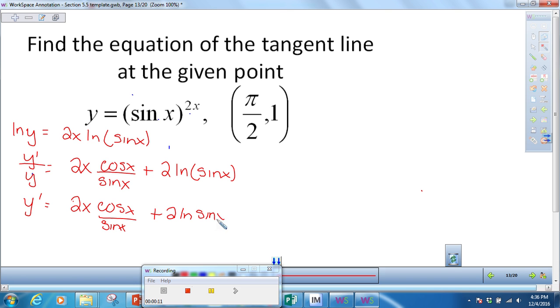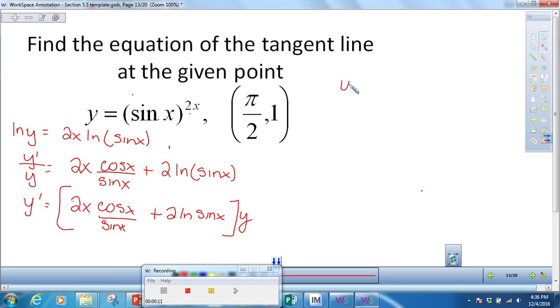And I am not going to write out the value of y here. The reason I don't write out the value of y is because I'm evaluating this at this point, and at this point y is 1. So I don't have to go through and evaluate it. I already know what it is. So every place I see x, I replace it with pi over 2, and where I see y, I replace it with 1.